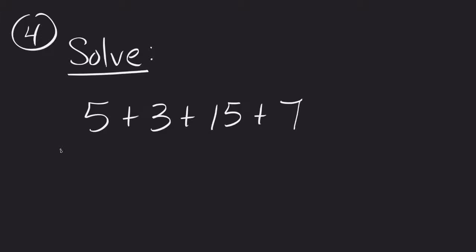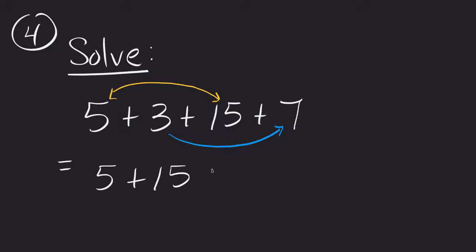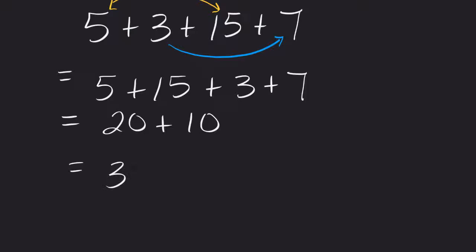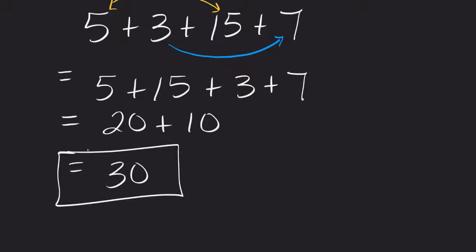Trying to solve that, I'm looking at these numbers. In my head, I can see that 5 and 15 would go together well, because they're both multiples of 5. And I can also see, what's 7 and 3? That gives me a 10. So if I rearrange a little bit, I could rewrite this as 5 plus 15 plus 3 plus 7. I could move things around, and now I could get 20 plus 10, which would give me 30 as an answer. So this whole idea of commutative property allows us to rearrange, to move items, to make things simpler.